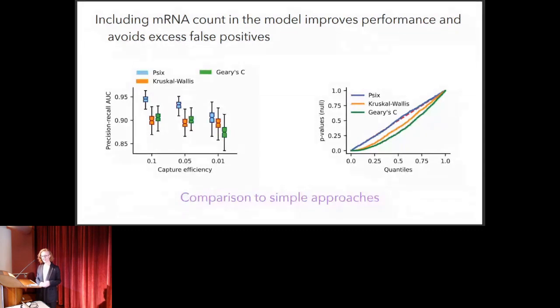And so 6 in blue does better across a range of different mRNA capture efficiencies. And in particular, it does better at avoiding false positives. The figure on the right is the p-values from the null, the data that were simulated to have no change. And 6 does really well at not calling those significant, and these other simpler approaches are very prone to false positives when there was no real underlying change.